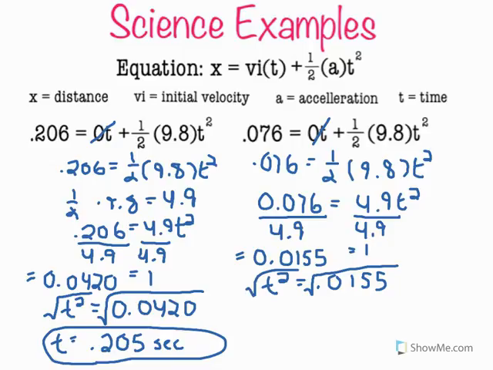The square root of t squared is t, and the square root of 0.0155 is 0.125. Therefore, our answer is t equals 0.125 seconds. You would have to have a reaction time of 0.125 seconds to be able to catch the dollar bill.